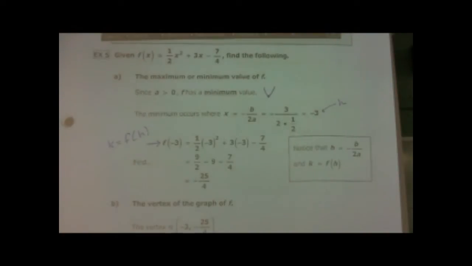All right, here's how we find k. k = f(h). All we have to do is take our h value, whatever it is, put it into our function, and we can calculate our k value from it. So here's what I need to find. I need to find f(h), which is f(-3). And we learned how to do this a long time ago. I'm going to plug -3 into this function. So I have 1/2 times (-3)² + 3 times -3 - 7/4.